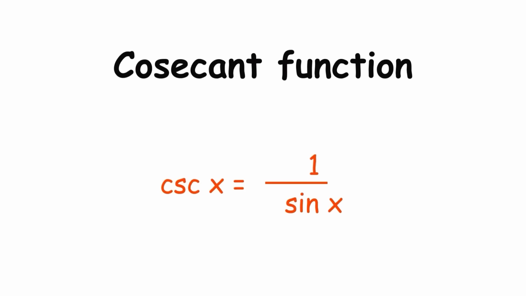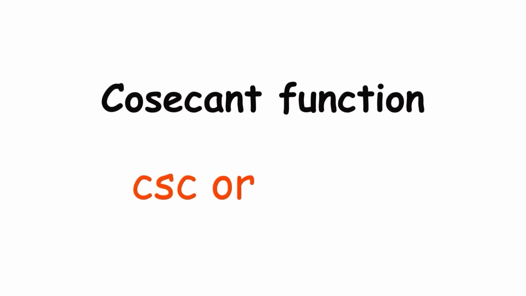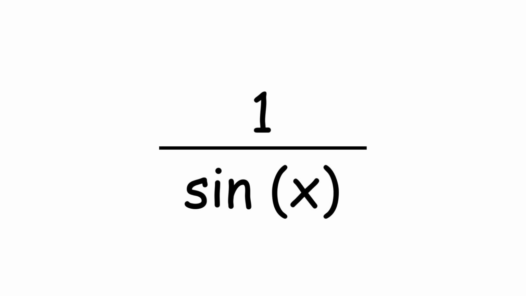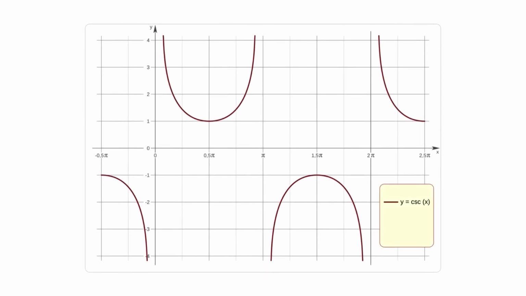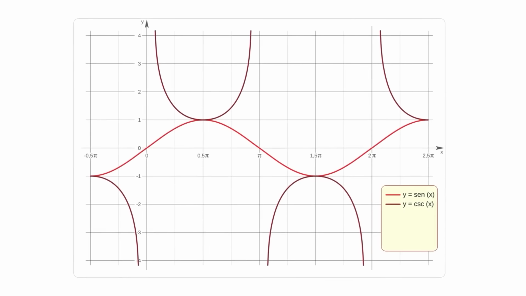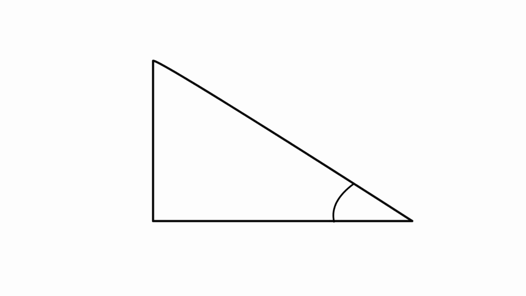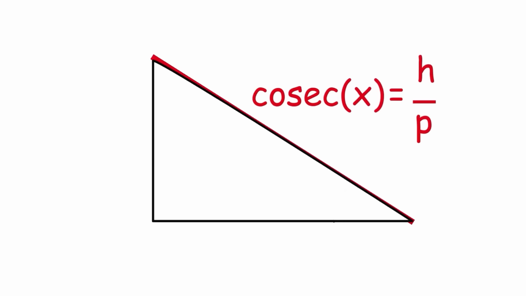Cosecant function. Cosecant of x equals 1 over sine of x. The cosecant function, abbreviated as CSC or cosec, is the trigonometric reciprocal of the sine function graphically. The cosecant function, being the reciprocal trigonometric ratio of the sine, represents the relationship between the hypotenuse and the opposite side of a right triangle.